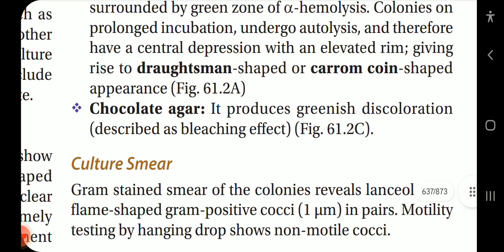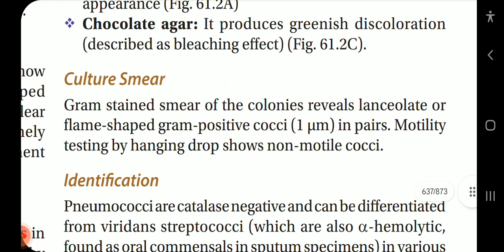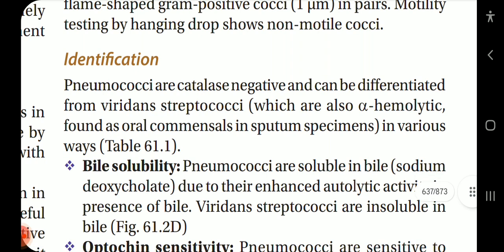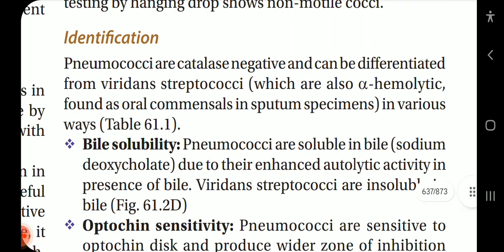On chocolate agar, it produces greenish discoloration, described as bleaching effect. Culture smear: gram stain smear of colonies reveals lanceolate or flame shaped gram positive cocci in pair. Motility testing by hanging drop shows non motile cocci. Identification: pneumococci are catalase negative and can be differentiated from viridans streptococci, which are also alpha hemolytic, found as oral commensals in sputum specimen, in various ways.